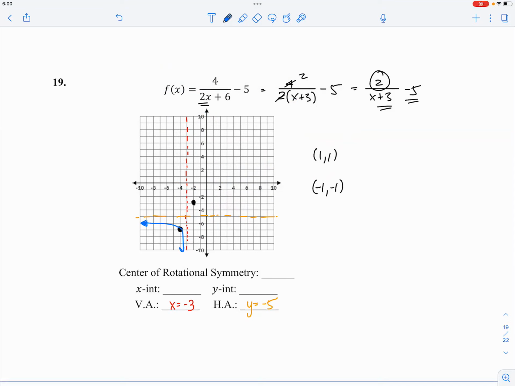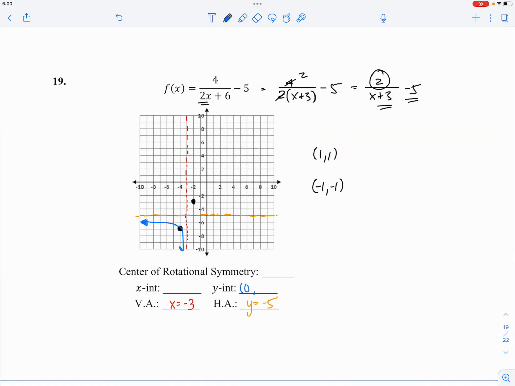Okay. Oh, we need to find out where the x-intercept and the y-intercept are. So let's go ahead and find the y-intercept. That should be easy. We simply put in 0 for x. So you have 2/3 minus 5. That would be -4 1/3. -4 1/3. So somewhere right here, that would be my y-intercept.